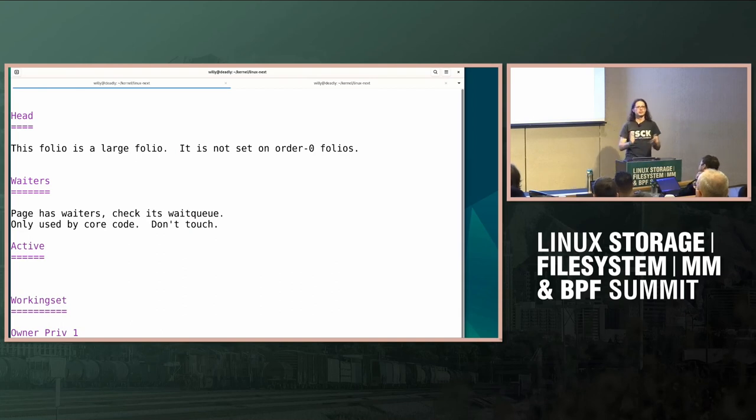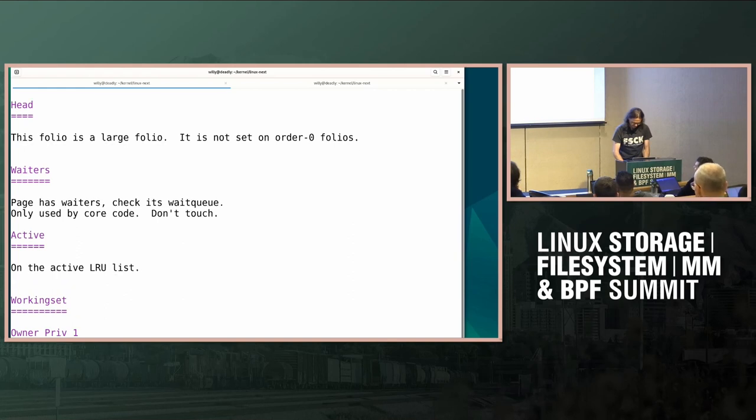All right, what's the active bit useful? It means it's on the active LRU, and maybe if it's on the per CPU folio vec, it's supposed to go to the active LRU, if I remember correctly.